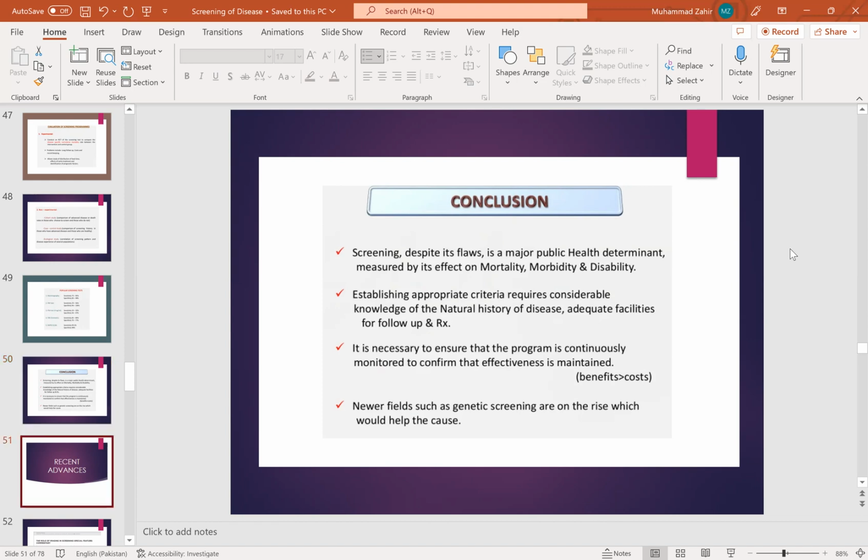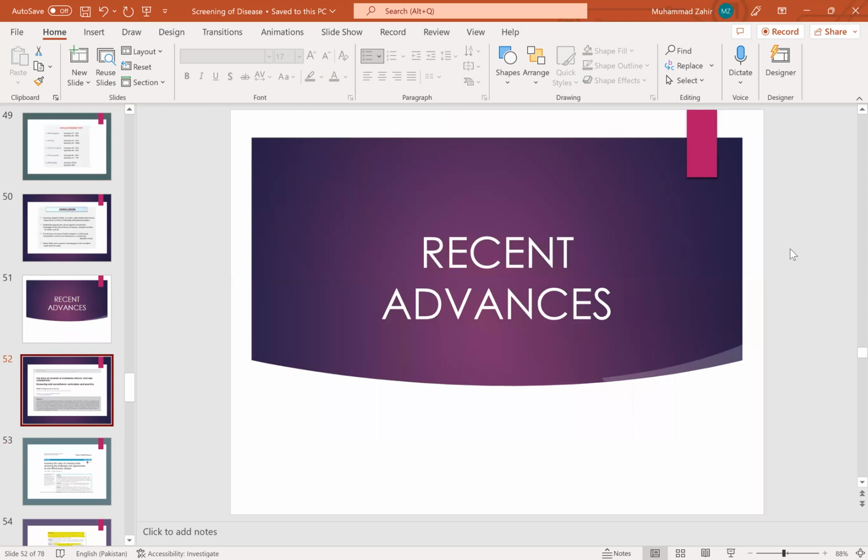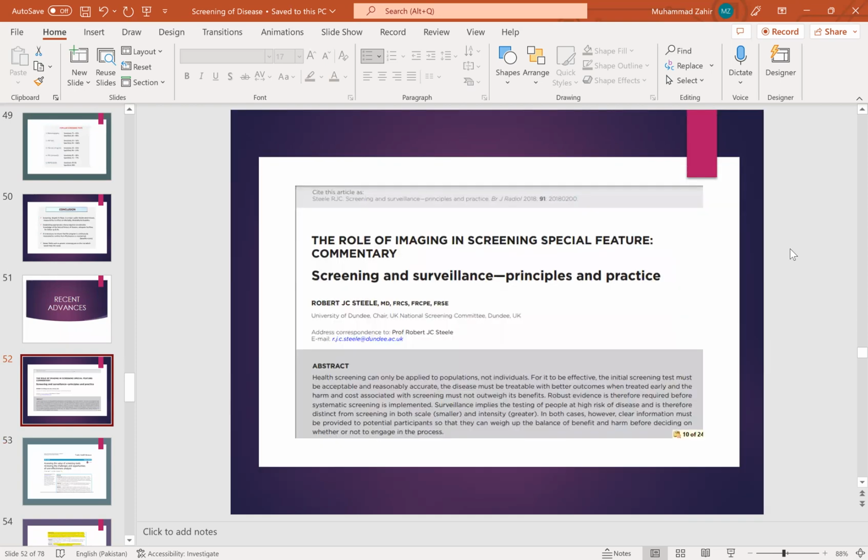Moving towards the recent advances. The role of imaging in screening, a special feature: screening and surveillance principles and practices. In this, health screenings can only be applied to the population, not the individual. To be effective, the initial screening test must be acceptable, reasonable and accurate. The disease must be treatable with better outcome when treated early, and the harm and the cost associated with screening must not outweigh its benefit.